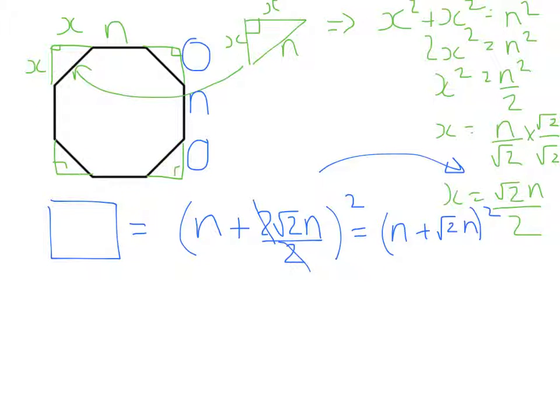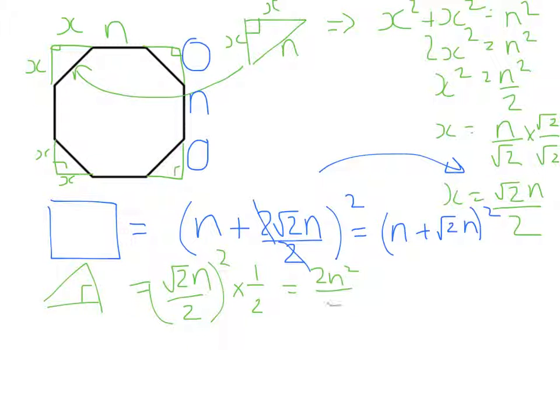So I also need the area of my triangles, and then I've got 4 of them to take away. So the length x is here. So the area of a triangle is base times height divided by 2. So that'll be x squared divided by 2. So that's root 2n over 2 squared times a half, or divided by 2. So that'll give me, on top, 2n squared over 4 times a half. So these will cancel out. But then actually I'm going to want 4 of these triangles, so my denominator will also cancel.